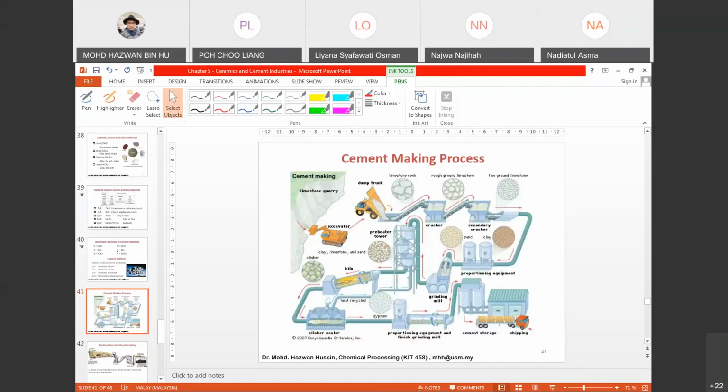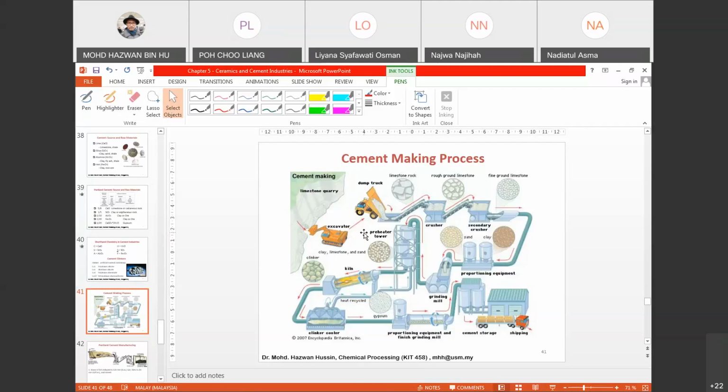How can we produce cement? The first step is you need to mine limestone, because limestone or lime is basically the main active ingredient in making cement. So that is why, in Jelapang, we have one of the biggest cement factories, YTL Cement. If you travel back to your hometown, you can see this industry is located near the limestone source. So it can be mined and extracted.